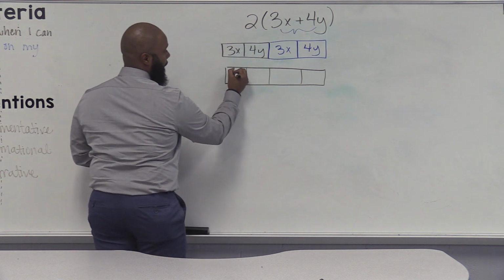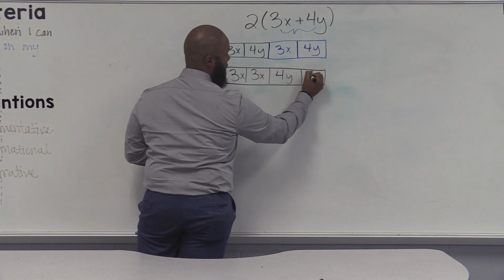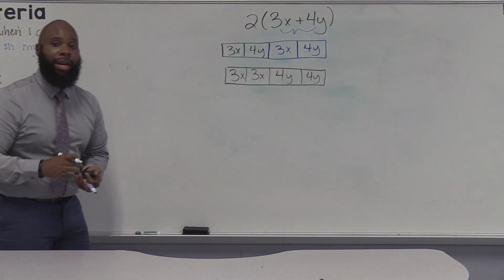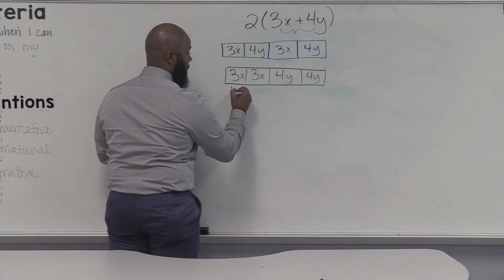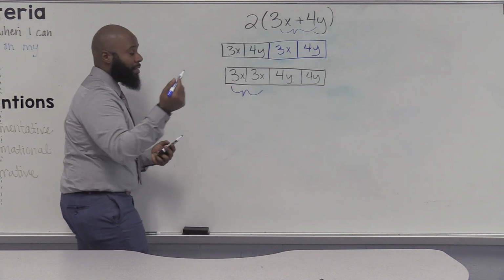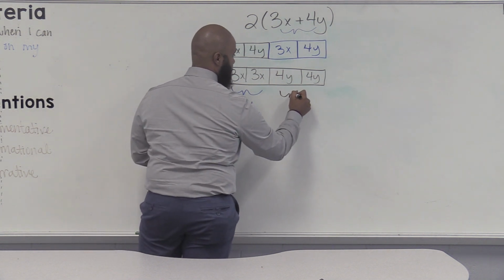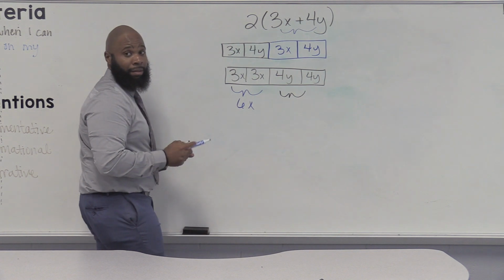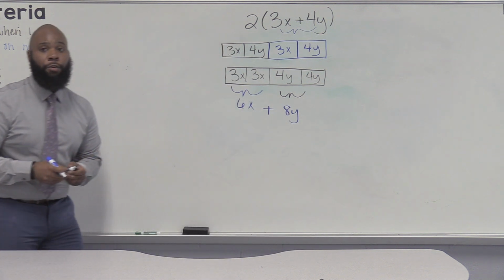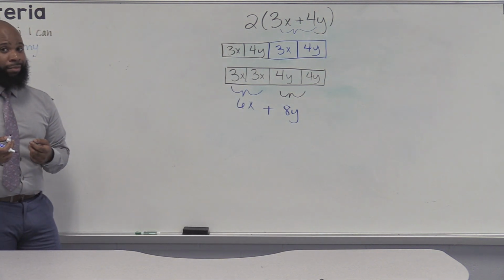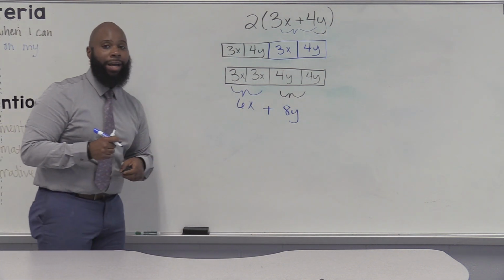I can rearrange so my 3x's are together. I can rearrange so my 4y's are together. Now I can go ahead and start to combine. If I have 3x plus 3x, that's going to give me what? 6x. If I have 4y plus 4y, that's going to give me 8y. So, have you noticed the pattern? So when we get this, it's going to give me, as my answer, 6x plus 8y.